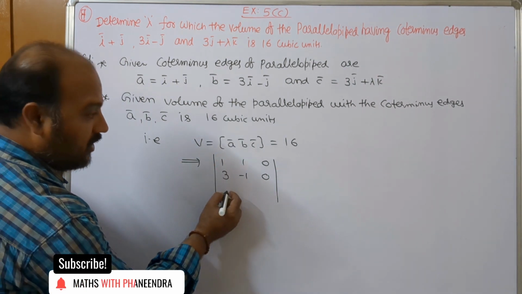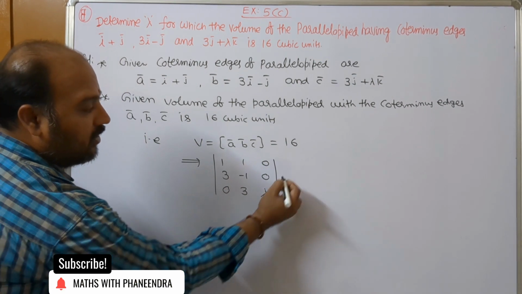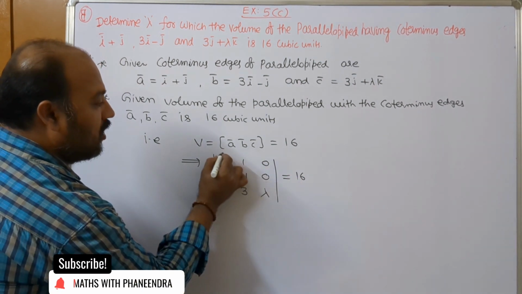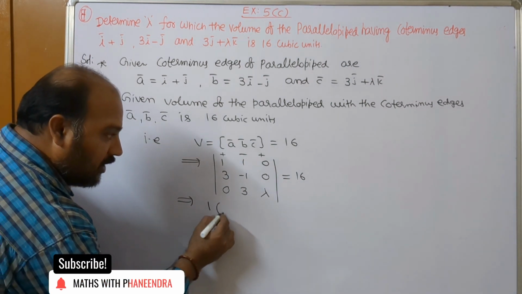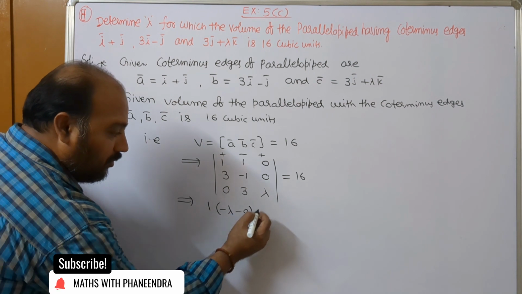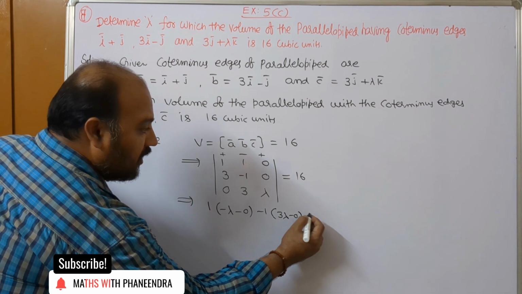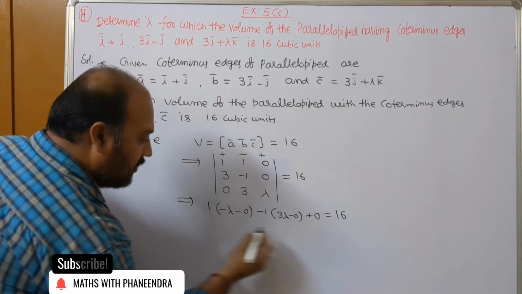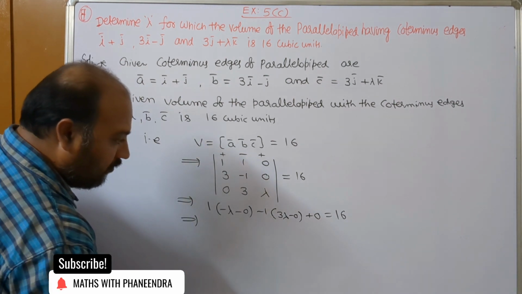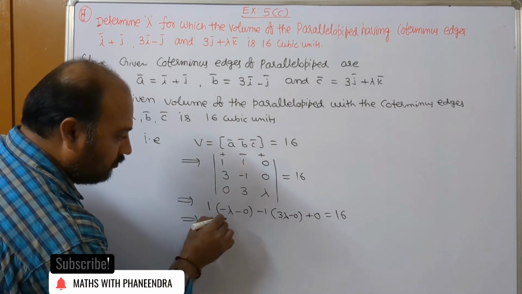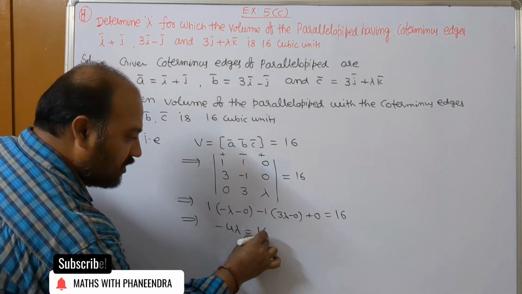Next in the third vector, I bar coefficient is not there, J bar coefficient is 3, K bar coefficient is lambda, is equal to 16. Now how to expand this, we know that. So that implies 1 into minus lambda minus 0, minus 1 into 3 lambda minus 0, plus 0 is equal to 16. So that implies minus lambda minus 3 lambda, minus 4 lambda is equal to 16.